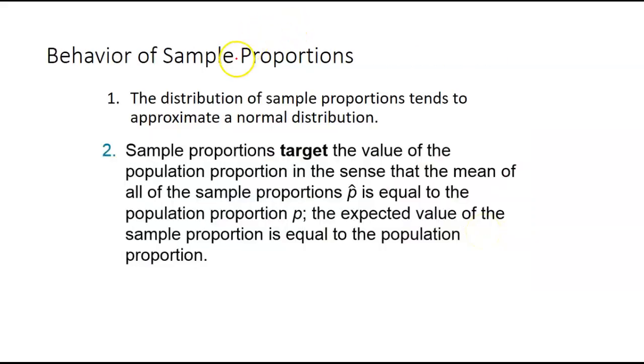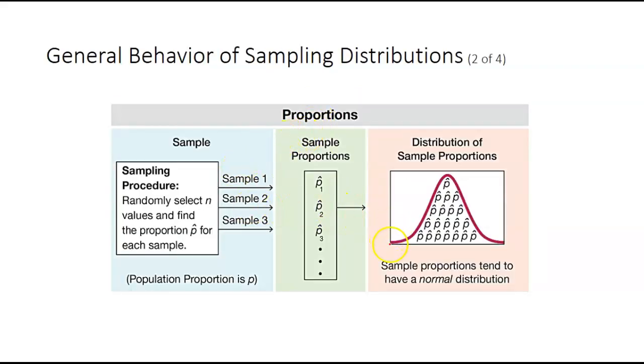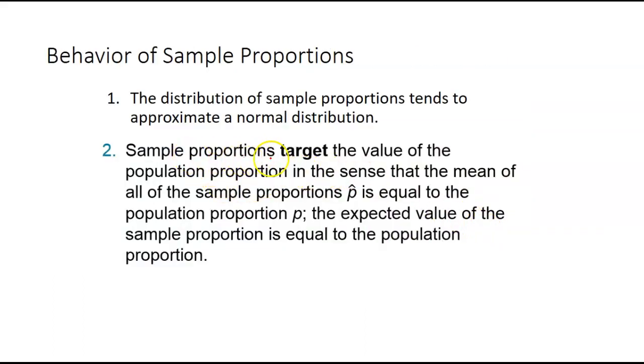Okay, so as far as the behavior of a sample proportion, there are two characteristics that I want you to know. The first one is that a distribution of sample proportions tends to approximate a normal distribution, and that's what we just looked at. The second is that the sample proportions target the value of the population proportion.